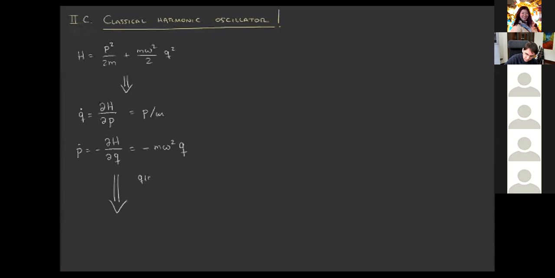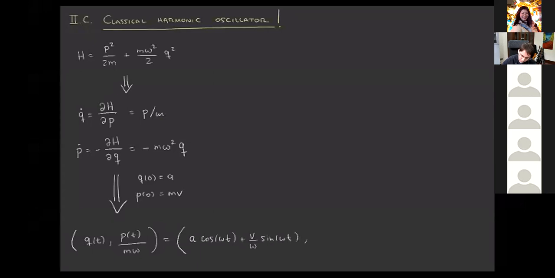In particular, if we start from some initial condition at time zero, where the position of the oscillator is A and the momentum is m times some velocity v, then it's very easy to find the solutions for q of t and p of t, which we will just normalize to m omega. You will see in a second why. It's just convenient. Then the solution looks very simple. For q, it's A times the cosine of omega t plus v over omega times the sine of omega t.